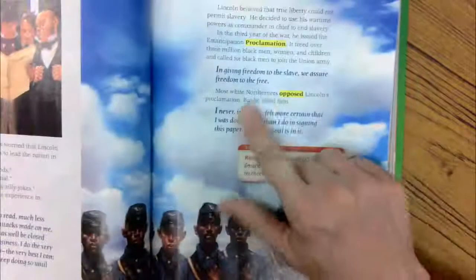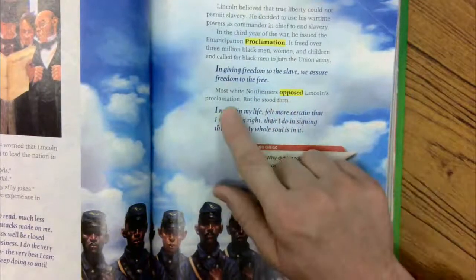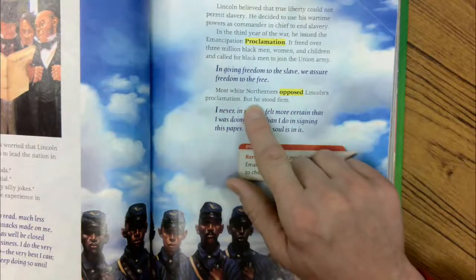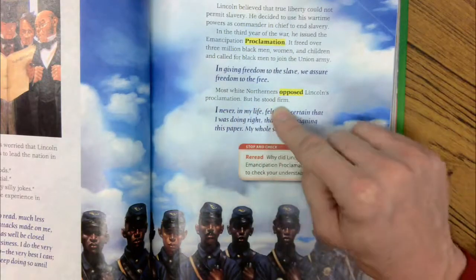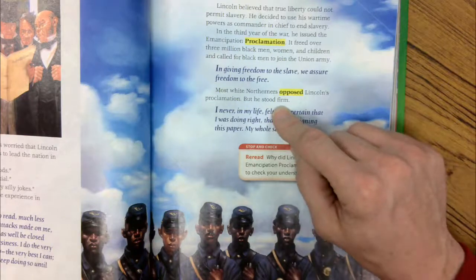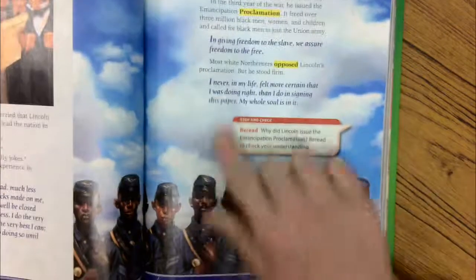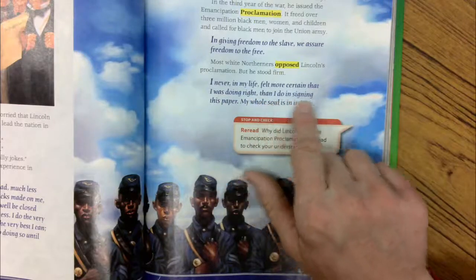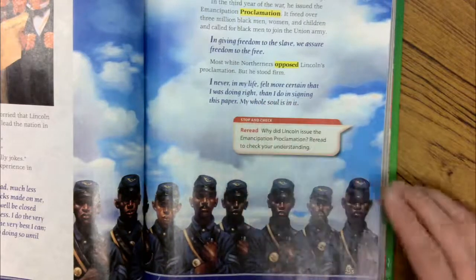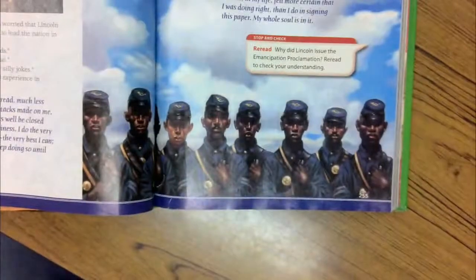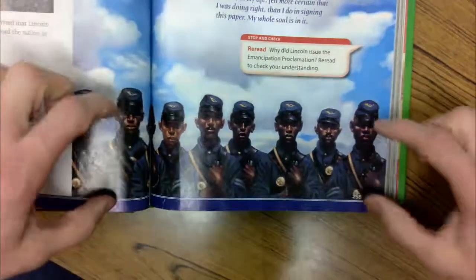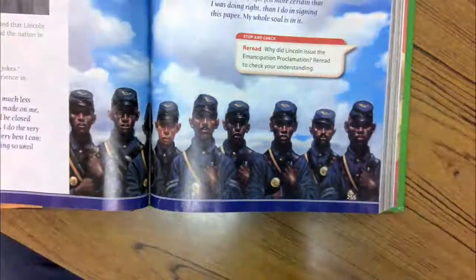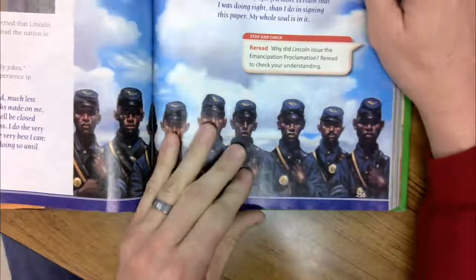Most white Northerners opposed Lincoln's proclamation, but he stood firm. So now even the people in the North are mad at him, but he was doing what was right. I never in my life felt more certain that I was doing right than I do in signing this paper. My whole soul's in it. I know we talked about it in social studies the other day, but it's the turning of the war when these freed slaves come and be part of the battle.